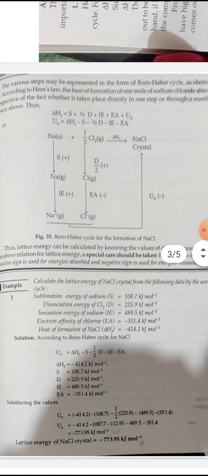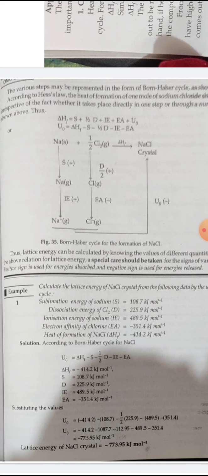And the various steps may be represented in the form of Born-Haber cycle as shown in the figure. According to Hess's law, the heat of formation of 1 mole of sodium chloride should be the same irrespective of whether it takes place directly in one step or through a number of steps, that is, delta HF is equal to S, that is sublimation energy, plus dissociation energy plus ionization energy plus electron affinity plus lattice energy.